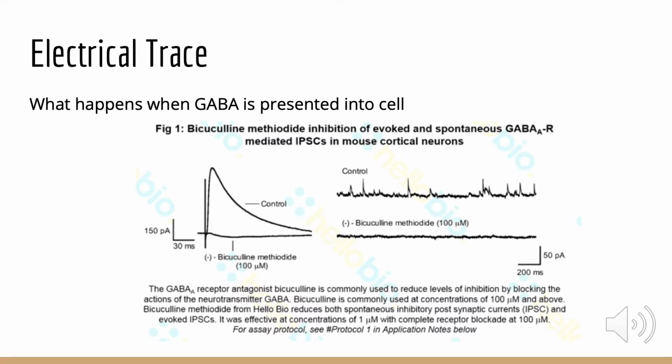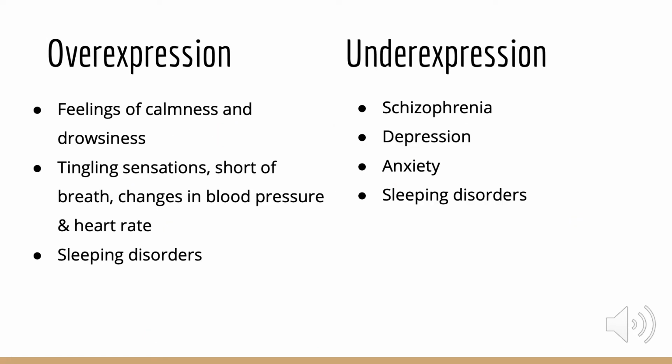So, what happens if there's too much or not enough GABA in the body? Overexpression results in feelings of calmness and drowsiness, along with tingling sensations, shortness of breath, changes in blood pressure, and changes in heart rate. It also results in sleeping disorders, such as narcolepsy, which is excessive sleepiness. If there's underexpression, some symptoms include depression, anxiety, schizophrenia, and sleeping disorders, such as insomnia, a disorder where you can't sleep.